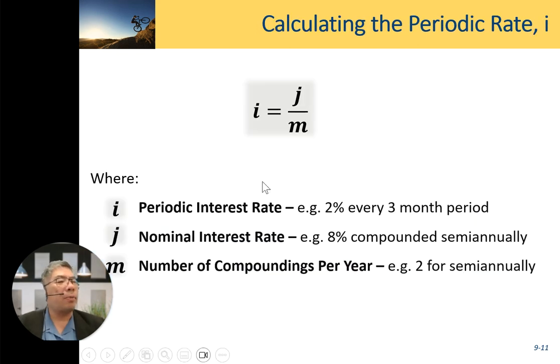So i equals J divided by M, where i is the periodic interest rate, such as 2% every 3-month period. J is the nominal interest rate, which is 8% compounded semi-annually. M is the number of compounding periods per year, which is 2 for semi-annual.